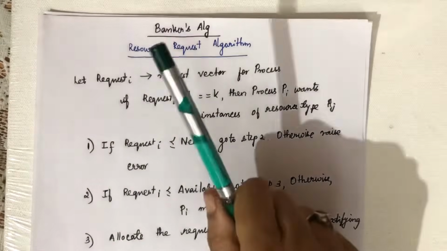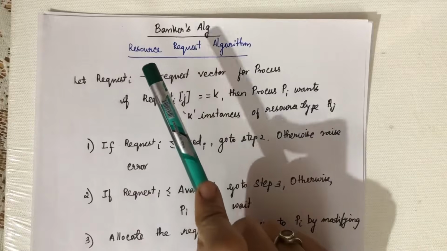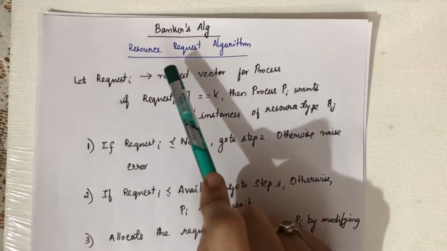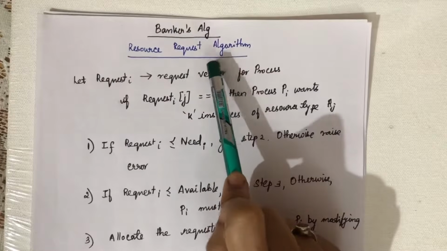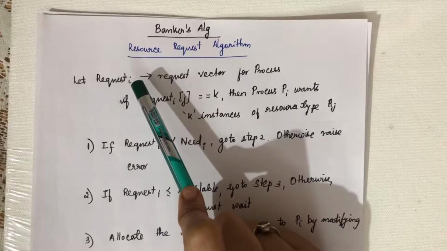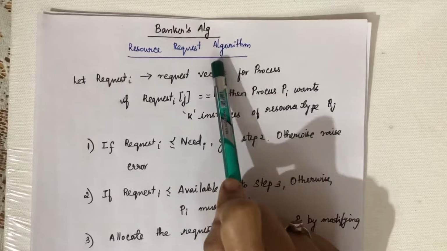Today I am going to speak about the resource request algorithm in Banker's algorithm. There are two algorithms in Banker's: one is the safety algorithm, the other is the resource request algorithm, to avoid the deadlock. In the previous video I already explained the safety algorithm. Now I am going to explain the resource request algorithm.